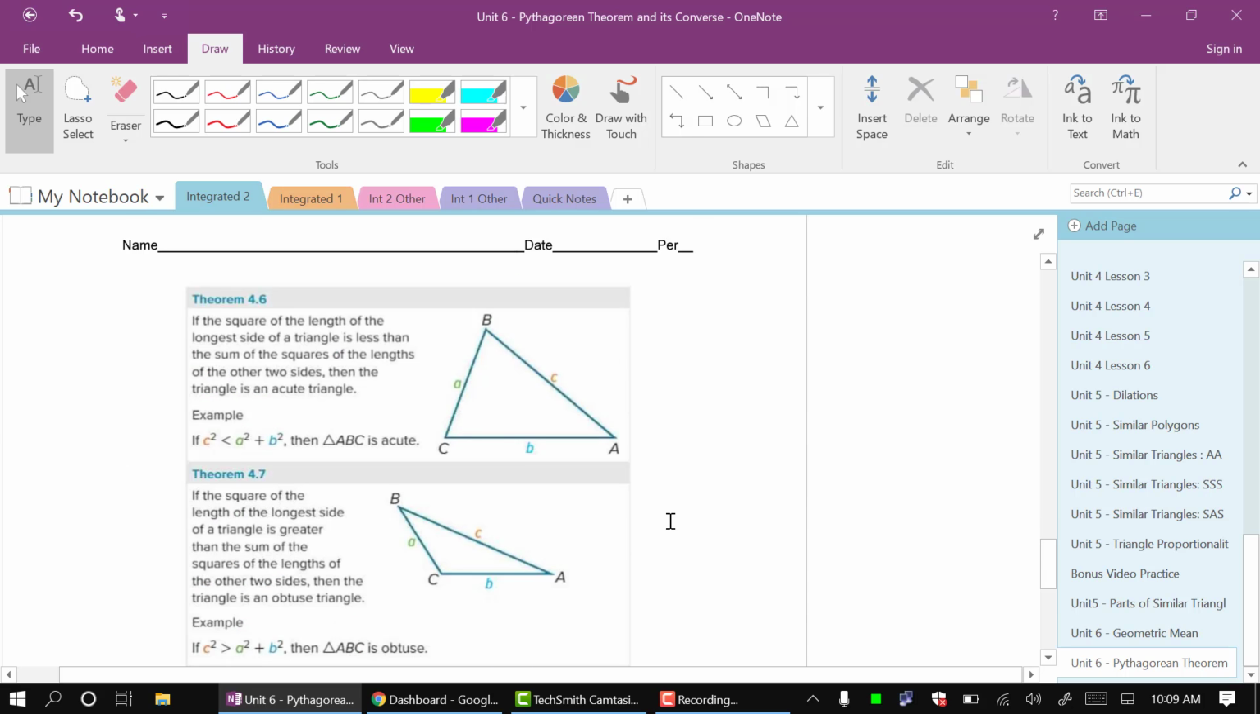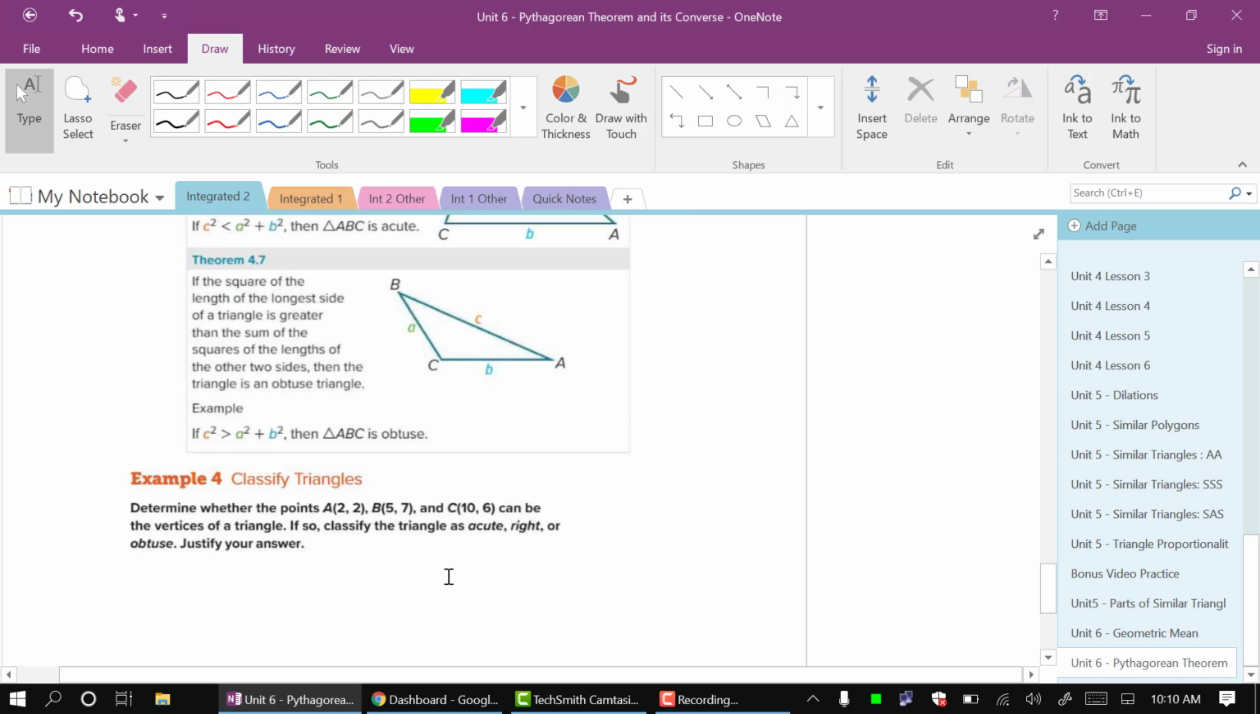If the square of the length of the largest side of the triangle is less than the sum of the squares of the lengths of the two sides, then the triangle is an acute triangle. So if C is smaller than your two legs, you have an acute triangle. If C is larger than your two legs, you have an obtuse triangle. And as I just said, if C is equal to your two legs, then you have a right triangle.